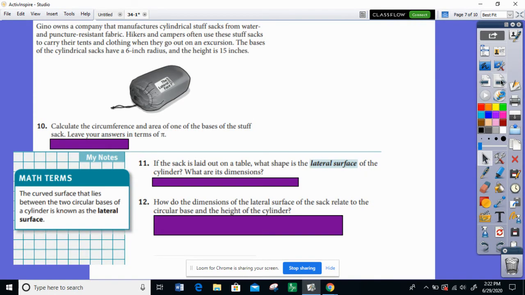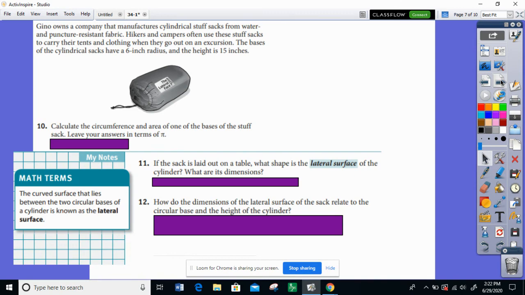Okay, so now we're going to shift gears a little bit and we're going to start talking about the surface area of cylinders. Gino owns a company that manufactures cylindrical stuff sacks from water and puncture resistant fabric. Hikers and campers often use these stuff sacks to carry their tents and clothing when they go out on an excursion. The bases of the cylindrical sacks have a 6-inch radius and the height is 15 inches.